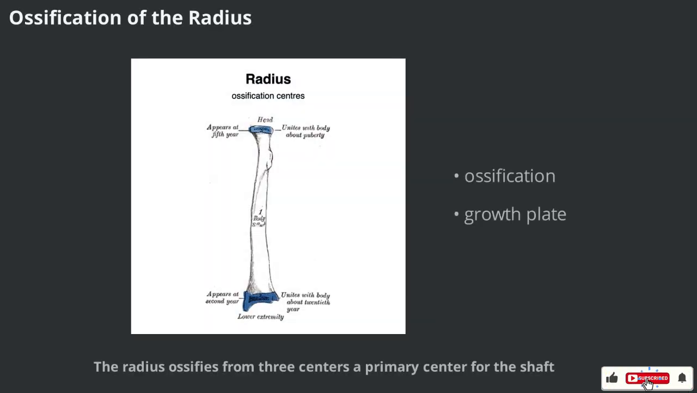Radius ossifies from 3 centers: a primary center for the shaft and secondary centers for the lower and upper ends. The shaft begins ossifying during the 8th week of development. The lower end, which is the growing end, ossifies from the 1st year and fuses at about 20 years. The upper end ossifies from the 4th year and fuses at 18 years. This pattern is important for understanding growth, development, and the timing of certain fractures in children and adolescents.